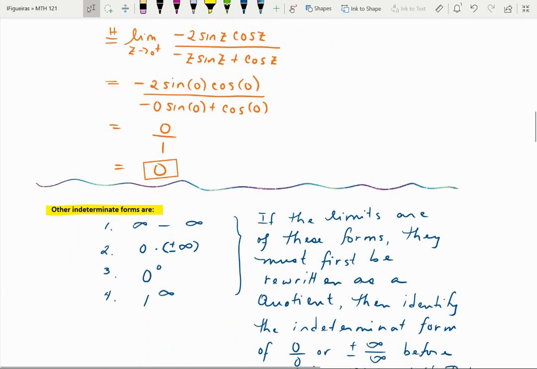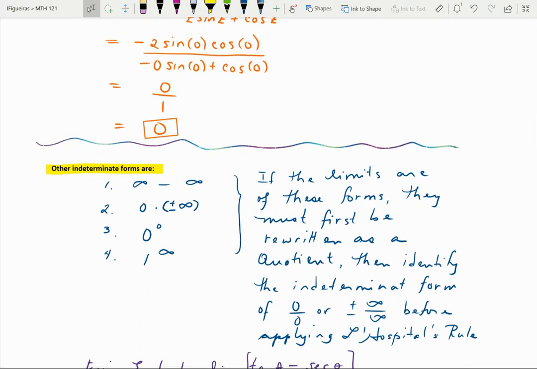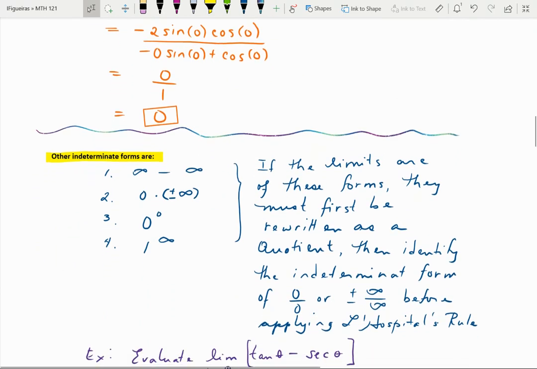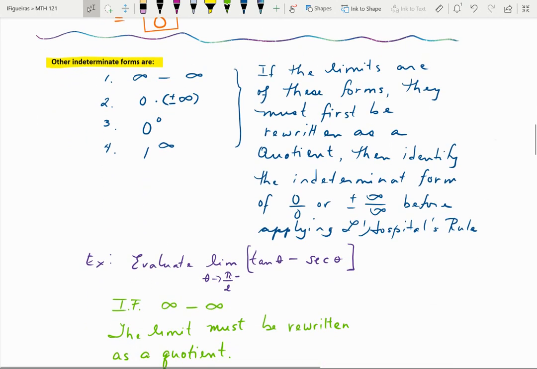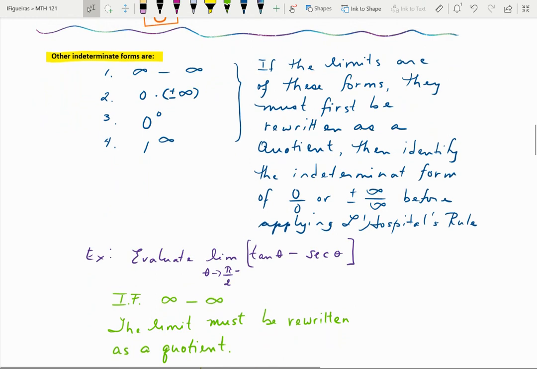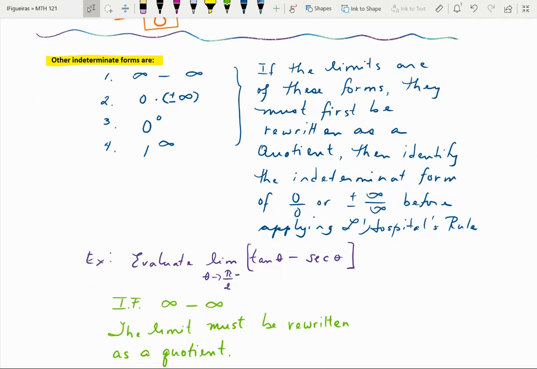That's not always the case. So we'll see some other possibilities in these next few examples. The next few examples are other types of indeterminate forms. These are a little bit more work to manipulate.